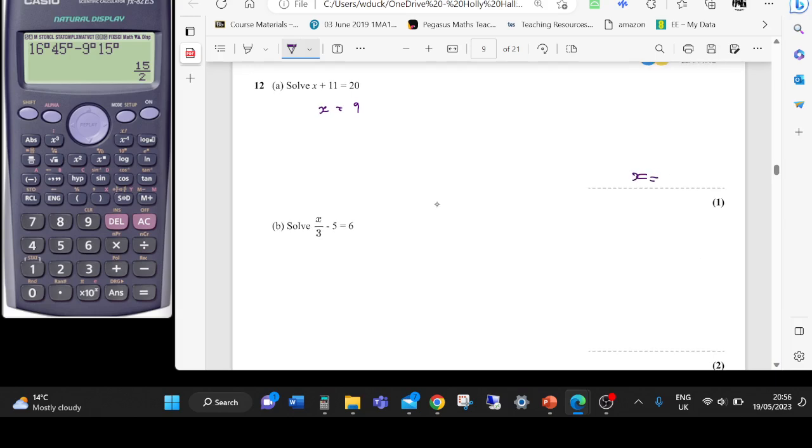Solve this time, we want to add 5 onto both sides to start with. So X over 3 is going to be equal to 11, and then times both sides by 3. X would be equal to 33.